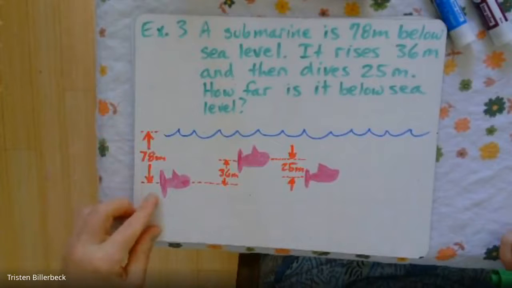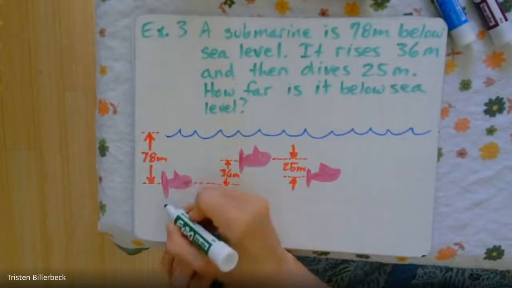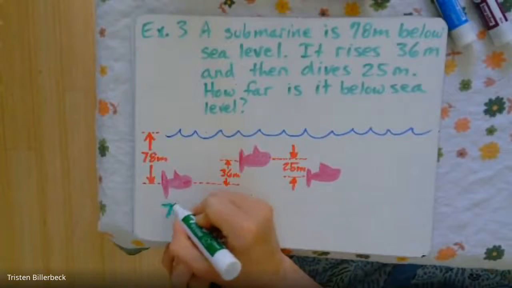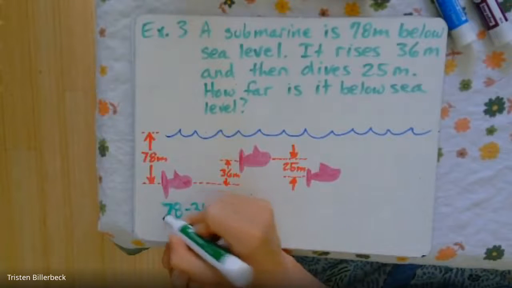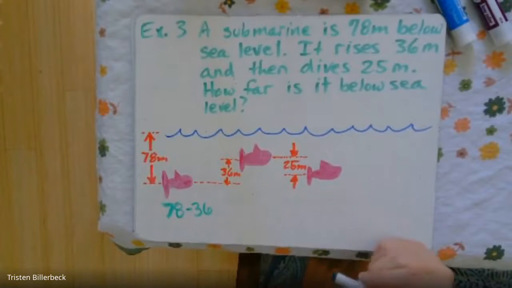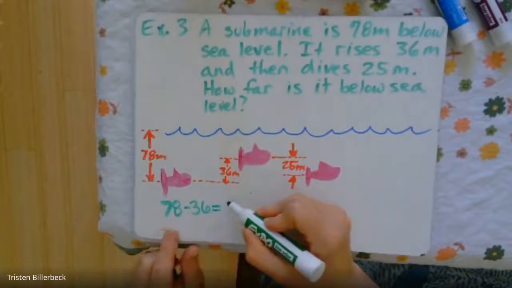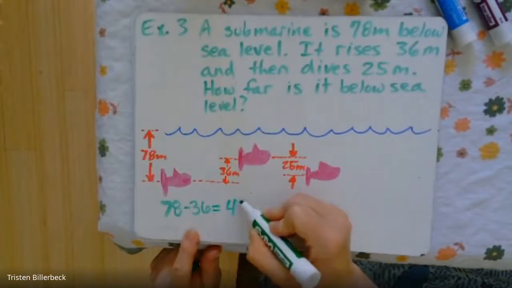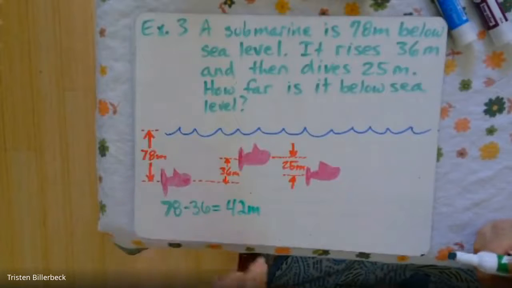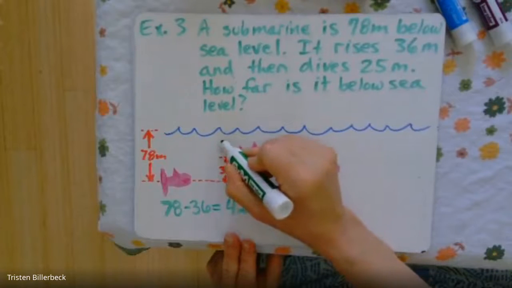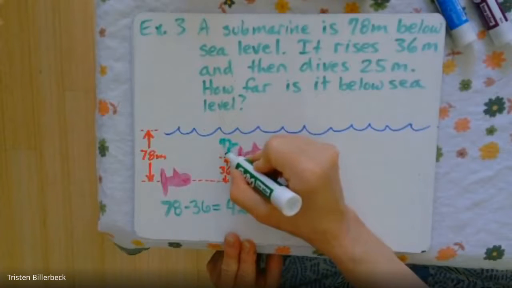So we went down to 78, but now we're rising 36. So for that one, we're going to do 78 minus 36. We're trying to find that difference. Okay, so 78 minus 36 happens to be, let's see, 42 meters. So that rose. If we look at this, this is 42 meters right here going down to that.